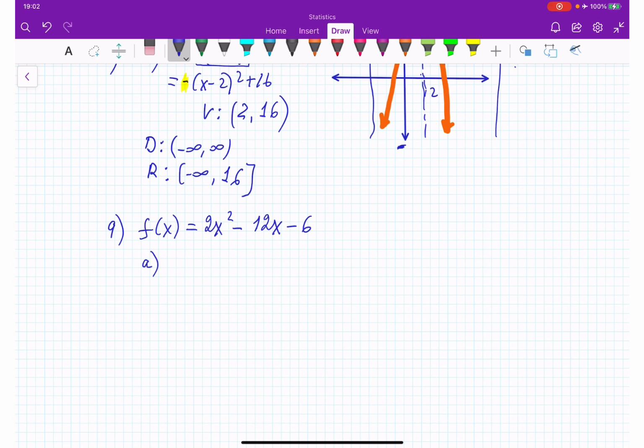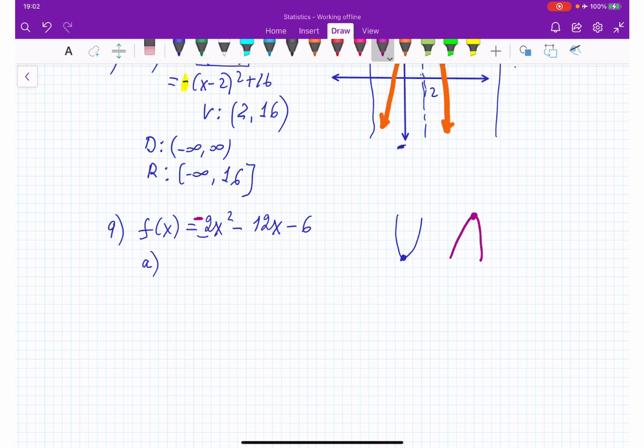So it has minimum or maximum. How are we going to find out? We are going to look at the leading coefficient of this trinomial, of this quadratic function. We are looking at the coefficient of x squared. If it's positive, then the graph has a minimum. But this is true about quadratic functions, okay? If it would be negative, then the graph would have a maximum, okay?